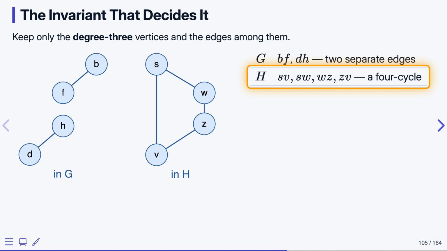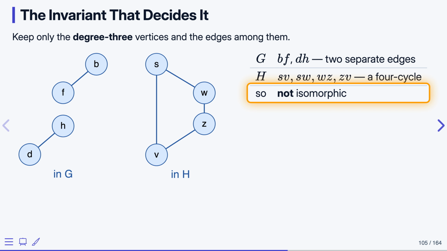Step 2. In H, the degree 3 vertices are S, V, W, and Z. The edges between them are SV, SW, WZ, and ZV, that is 4 edges, and they form a closed square. Step 3. Two separate edges and a 4-cycle are different shapes. One has 2 edges, the other has 4, so the invariant differs, and G and H are not isomorphic.